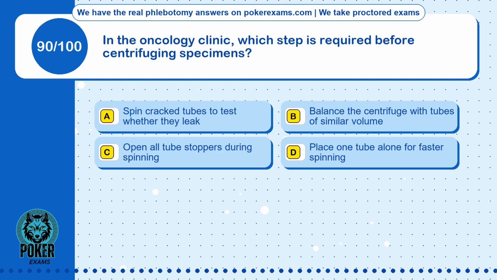Question 90. In the oncology clinic, which step is required before centrifuging specimens? Option A, spin cracked tubes to test whether they leak. Option B, balance the centrifuge with tubes of similar volume. Option C, open all tube stoppers during spinning. Option D, place one tube alone for faster spinning.